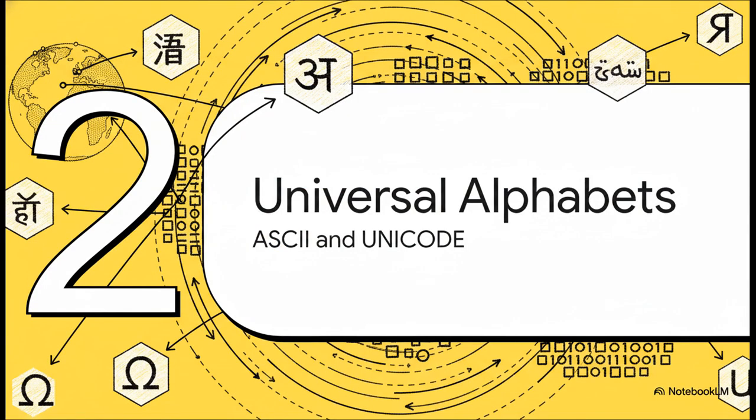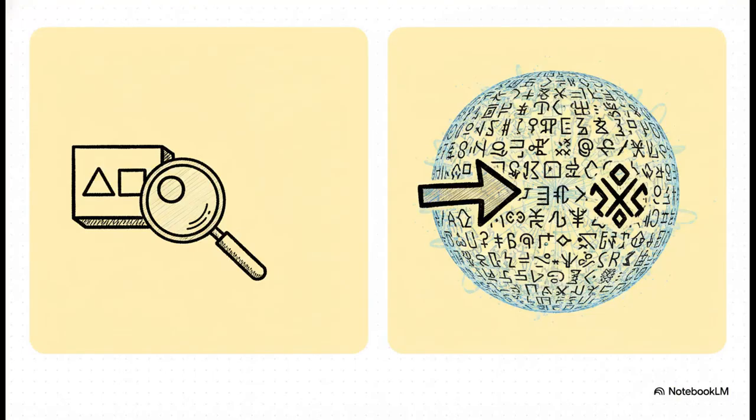Which brings us to Section 2, the universal alphabets. Back in the early 1960s, computers actually had no standard way to talk to each other. It was kind of the Wild West. That led to the creation of ASCII, which used just 7 bits, meaning it could only represent 128 different characters. Now that was totally fine for basic English, but what about the rest of the world, right? That's exactly why Unicode was developed.